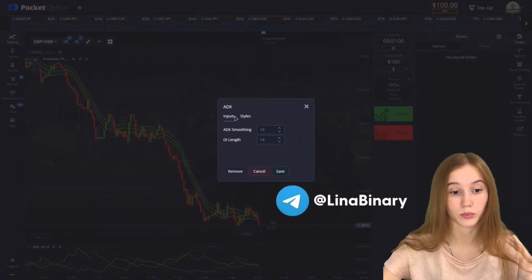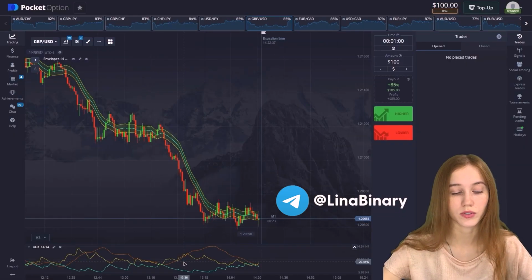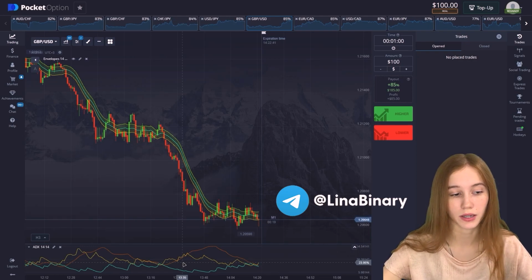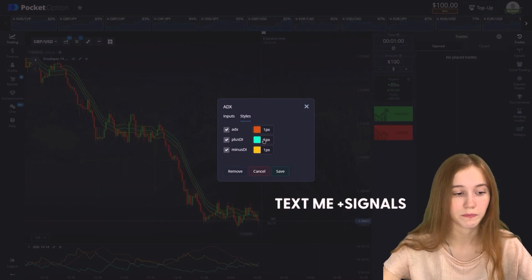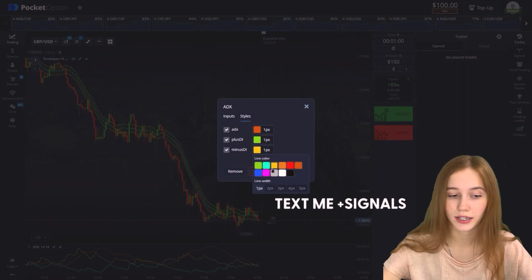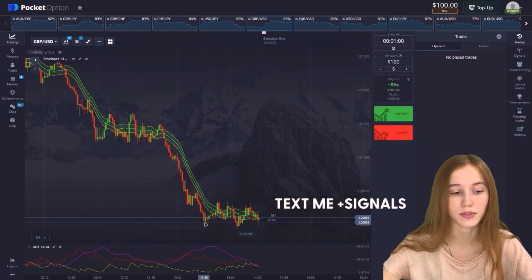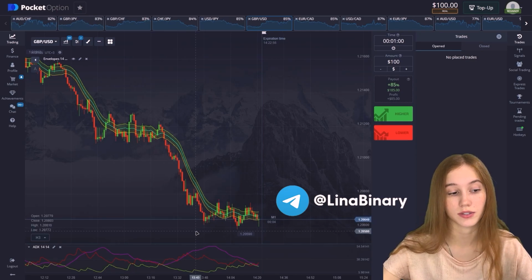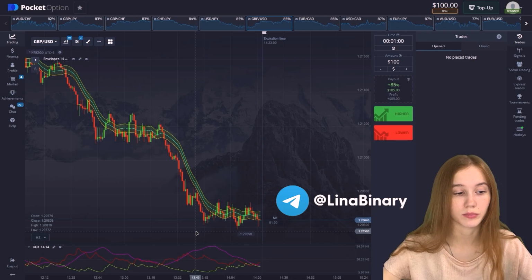ADX, let me tell you how it works. The ADX indicator shows the average distance between two components, plus DI and minus DI. We'll choose plus DI in green and minus DI in red. ADX works on any instruments at any intervals and allows you to assess the strength of a trend at a certain point in time. So green is bulls and red is bears.